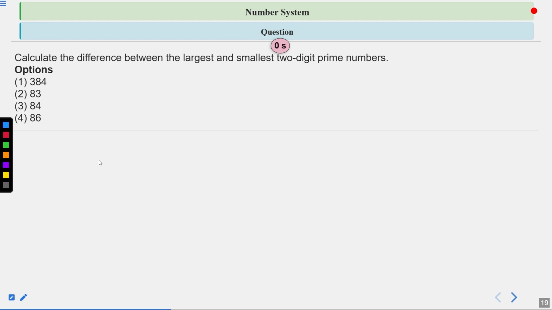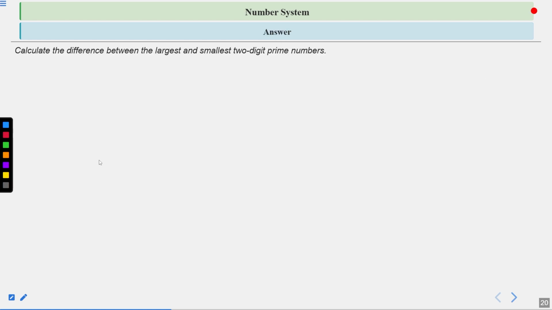Now time's up. Let's see the solution of this question. To calculate the difference between the largest and smallest two-digit prime number, we need to calculate the largest two-digit prime number and the smallest two-digit prime number. Then we can calculate the difference. So the correct answer of this question is the fourth one, which is 86. Now see the detailed solution.